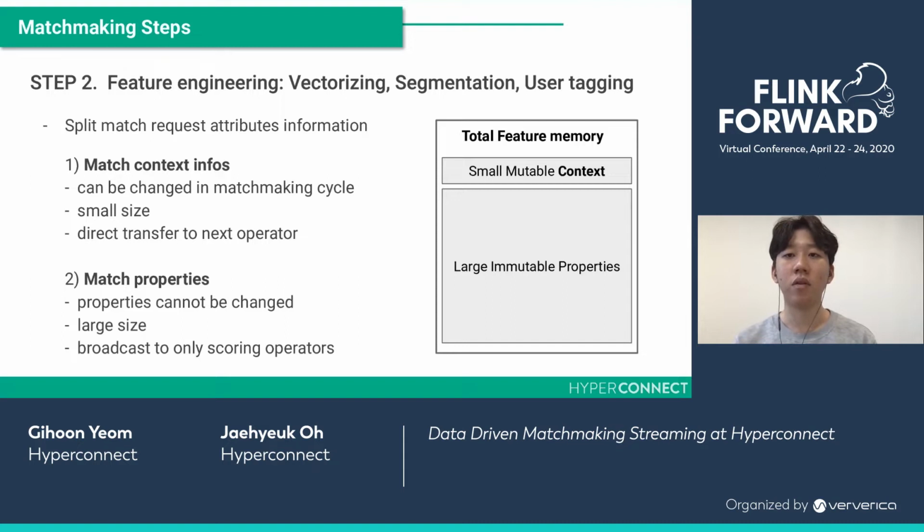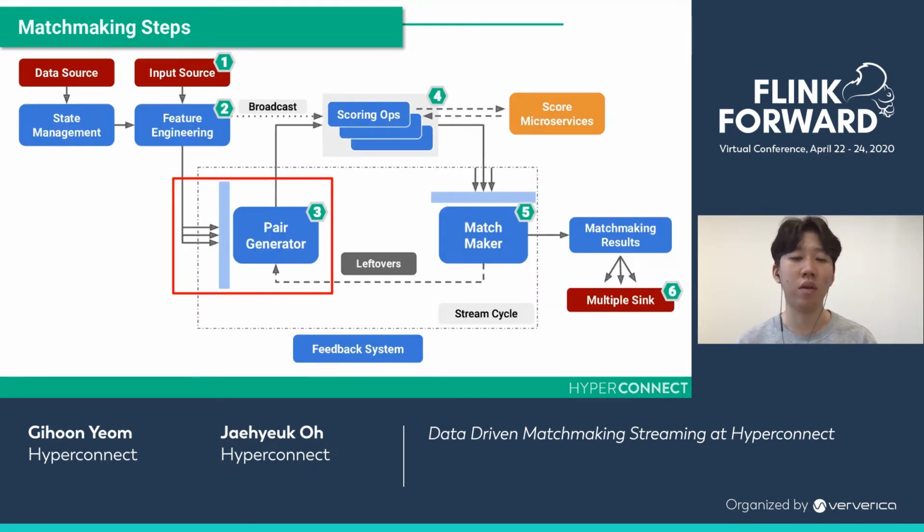Our special concern in the feature engineering step is the separation of data to reduce communication cost between operators. Only a small portion of the feature attributes are changed in the actual matchmaking cycles. Thus, this matchmaking context information was pre-separated and sent to the next operator directly, and the remaining large-size data were only broadcasted to the actual score operators.